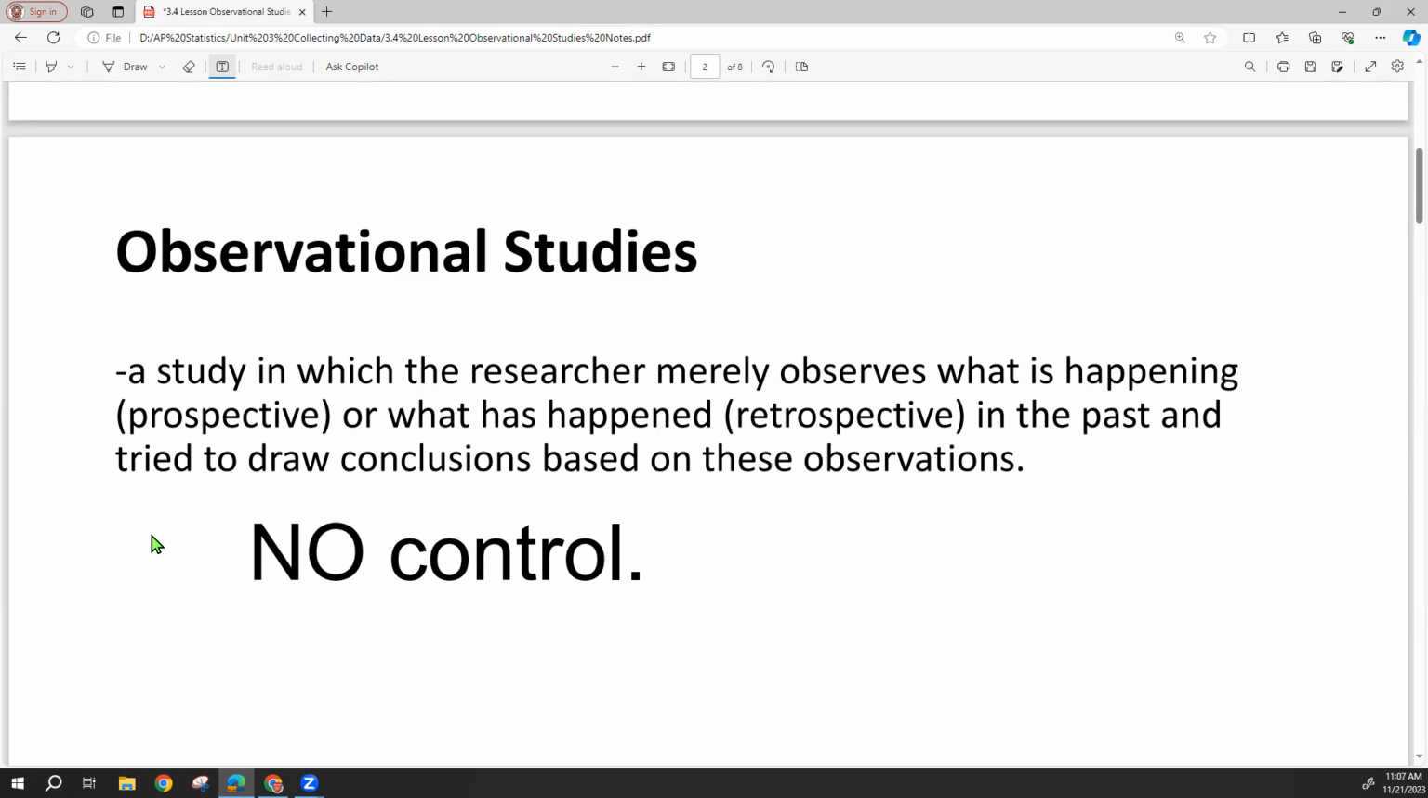There's two forms of observational studies, prospective and retrospective. In retrospective, we look at past data. In prospective studies, we collect data in the now.